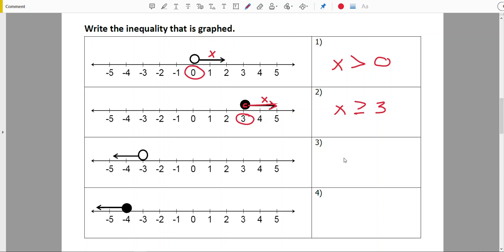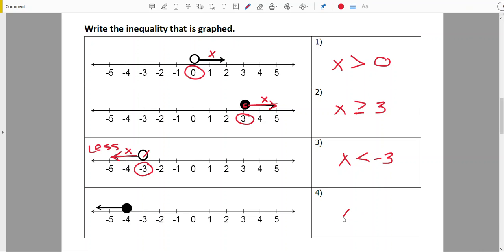Same thing with this one. I'm going to start with x, or any other variable that you want to use. Here's x, there's the arrow, it's all the numbers that are to the left, so it's less, so x is less, not equal to, and the dot sits on the -3.